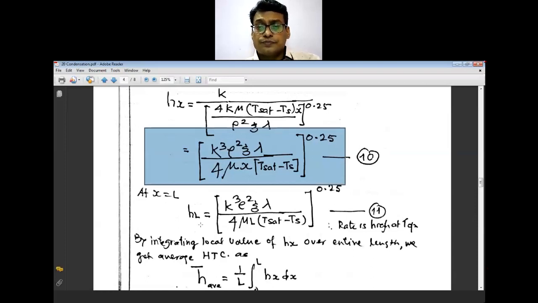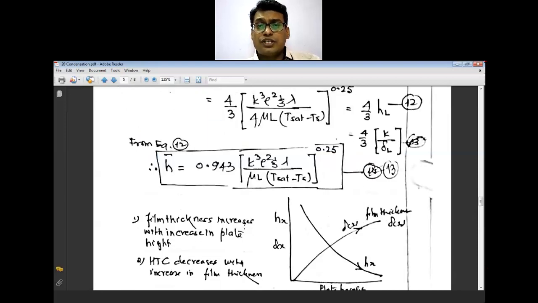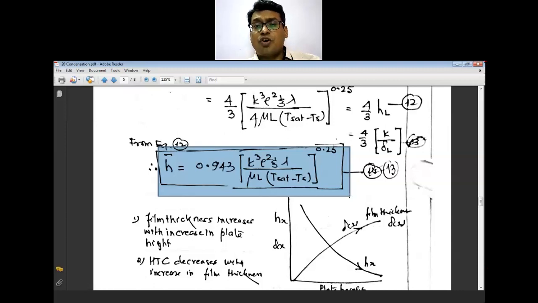Then the average finally comes as 0.943 raised to the bracket, and all these are the constants. Thermal conductivity, density, latent heat, viscosity, all are constant for the material. Only at what distance and what is the temperature difference, that is to be noted.